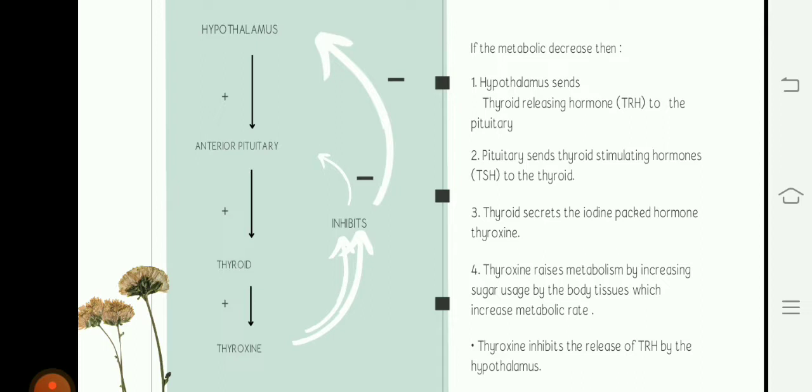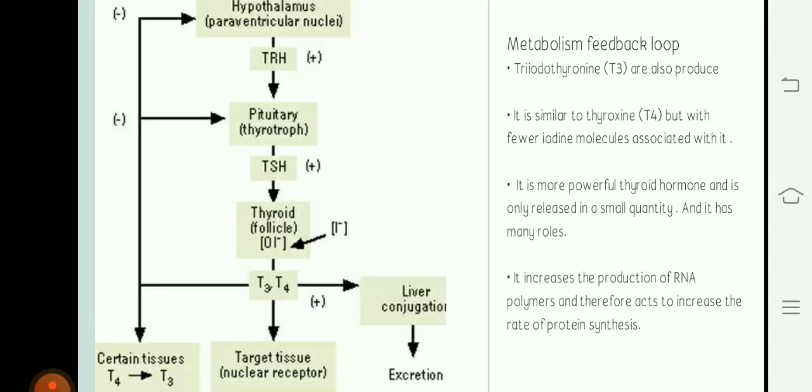Next, the thyroid secretes the iodine-packed hormone or thyroxine. Thyroxine raises metabolism by increasing sugar usage by the body tissues, which increases metabolic rate, and thyroxine inhibits the release of TRH by the hypothalamus. So, that is the metabolism feedback loop. Triiodothyronine or T3 is also produced. It is similar to thyroxine but with fewer iodine molecules associated with it. It is a more powerful thyroid hormone and is only released in small quantity. It increases the production of RNA polymerase and therefore acts to increase the rate of protein synthesis.